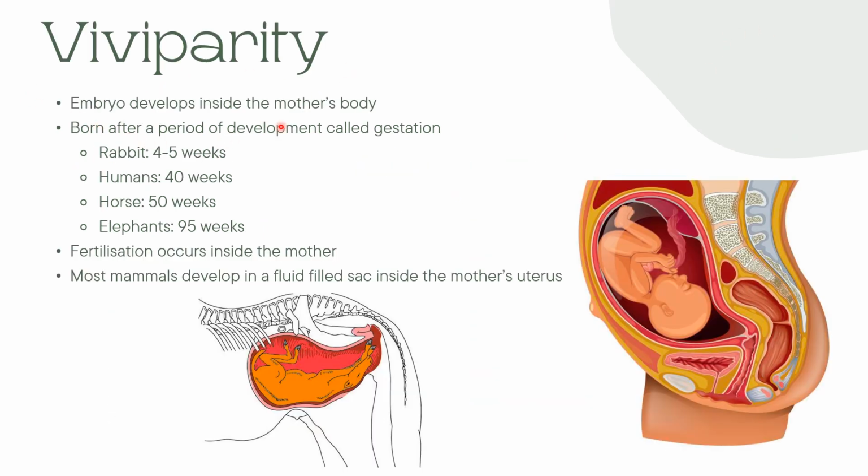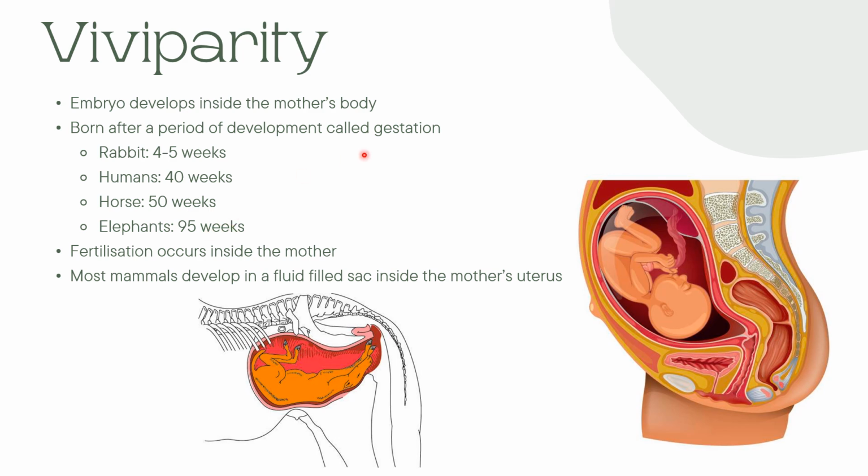Viviparity is when the embryo develops inside the mother's body. So this is what happens with us. The offspring are born after a period of development called gestation. So this period of development varies depending on the organism. So for example, rabbits have a very short gestation period of only 4 to 5 weeks. Humans have 40 weeks. Horses are even longer, so 50 weeks. And elephants are very long. It's the longest gestation period, and they are 95 weeks. So an elephant offspring will stay inside its mother for 95 weeks, which is a very long time, and then it is born.